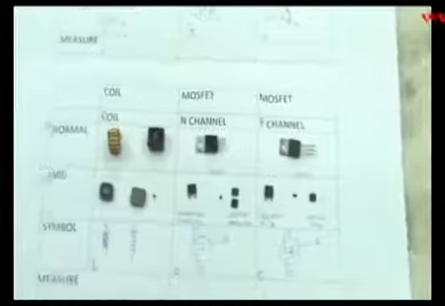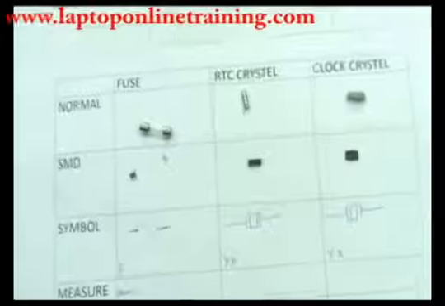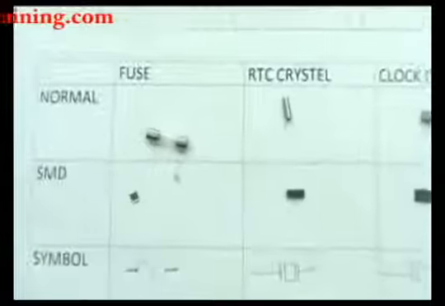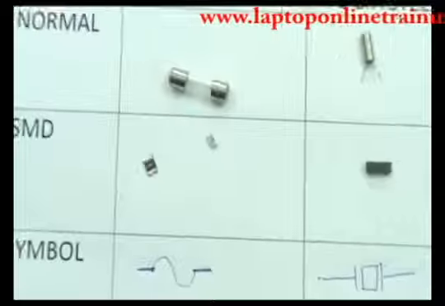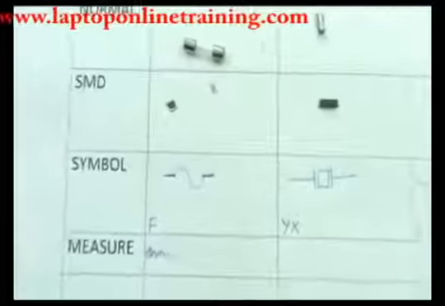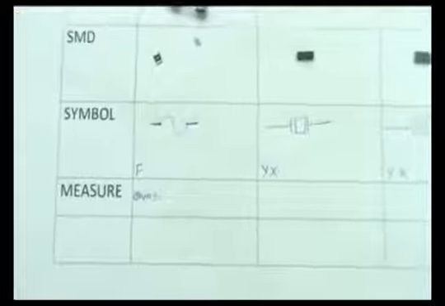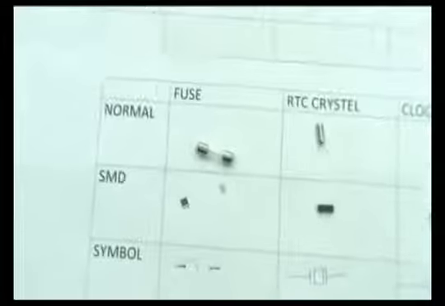Now we will go on to another component, the fuse. A normal fuse you can see like this, a big one, and an SMD fuse will be like this, very simple. Its indication is like this, and it can be measured by resistance, the ohms value. You can measure the continuity.